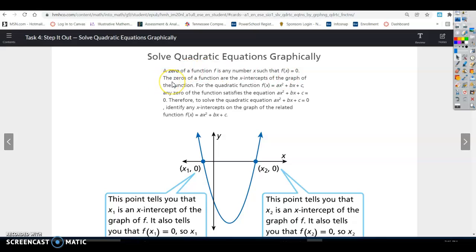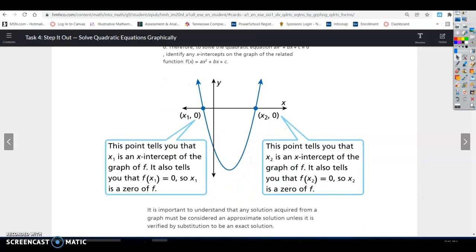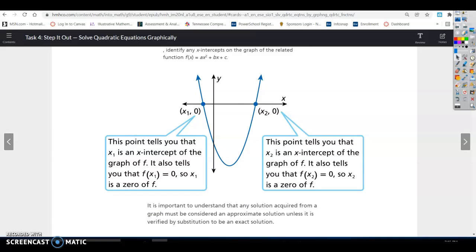All right, the zeros of a function are the x-intercepts of the graph of the function. For a quadratic function, f of x equals ax squared plus bx plus c, any zero of the function satisfies the equation ax squared plus bx plus c equals 0. Therefore, to solve the quadratic equation ax squared plus bx plus c equals 0, identify any x-intercept on the graph of the related function, f of x equals ax squared plus bx plus c.